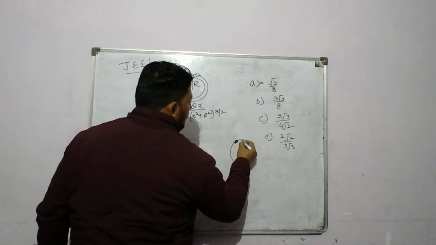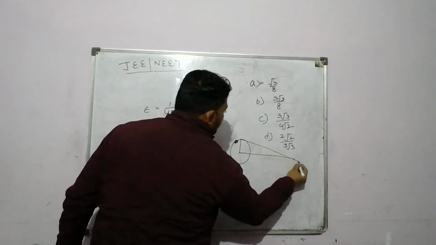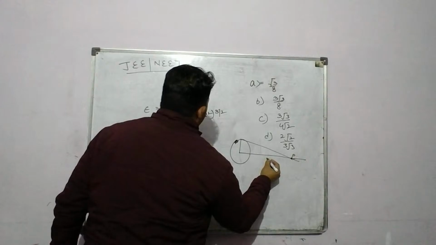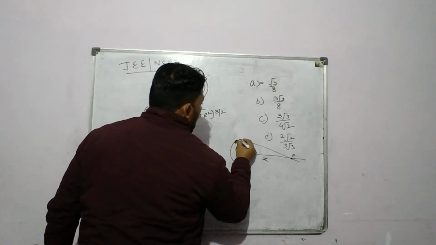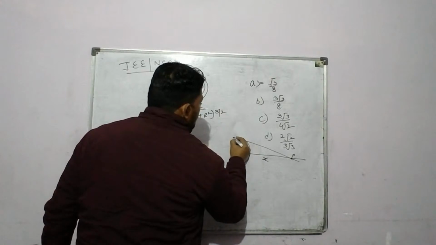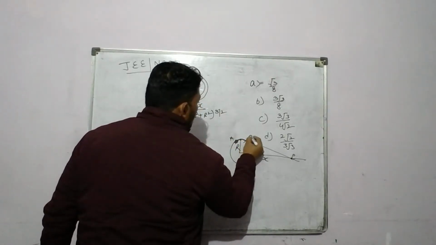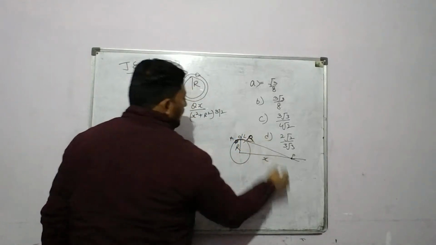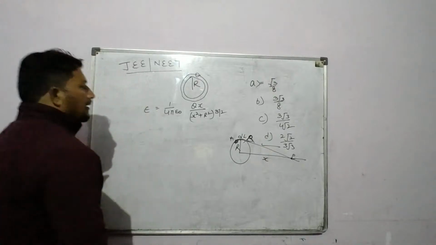This is your ring. This is your point P. This is your x. This is your R. And the charge is uniformly distributed. And this is your elementary portion dl. So we will find the electric field.